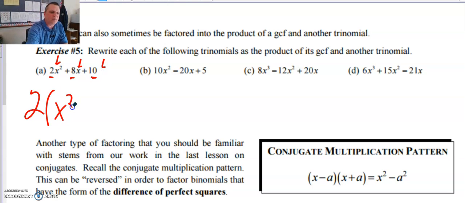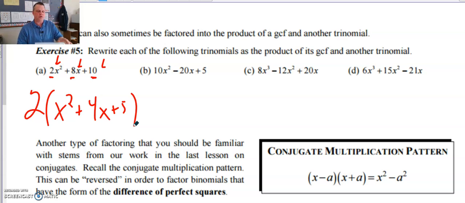So then you're left with x squared plus 4x plus 5. And that's it. That's factored. That's as far as you can go for now. Next one, you have 10, 20, and 5. Good. I was looking for an example like this. So we can take out a 5.